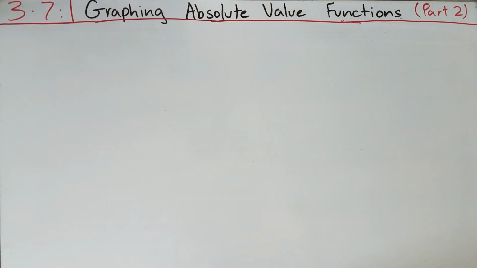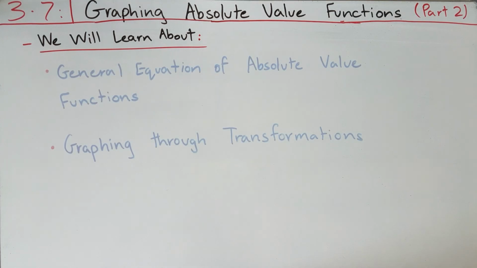In this video we're looking at section 3.7, part 2, which is graphing absolute value functions. There's a link to part 1 of absolute value functions, section 3.7, in the description box. In this video we will learn about the general equation of absolute value functions, and we will also learn how to graph absolute value functions using transformations instead of table sets.